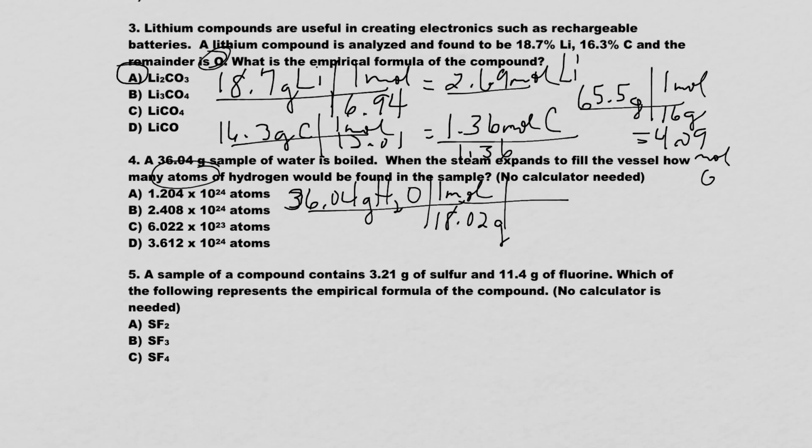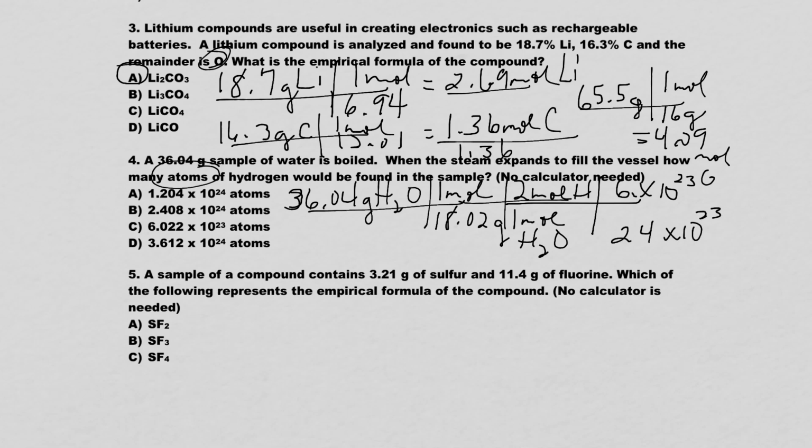And then I look and say, okay, well, in 1 mole of water, I have 2 moles of hydrogen. But it's not asking for moles of hydrogen, it's asking for atoms. So when you hear the word atoms or number of molecules or something like that, hopefully you will think of Avogadro's number. I'm just going to round it off. Since we don't have a calculator, there's no reason to write 6.022. So I've got 36 divided by 18 is 2. 2 times 2 is 4. 4 times 6 is 24. Times 10 to the 23rd.